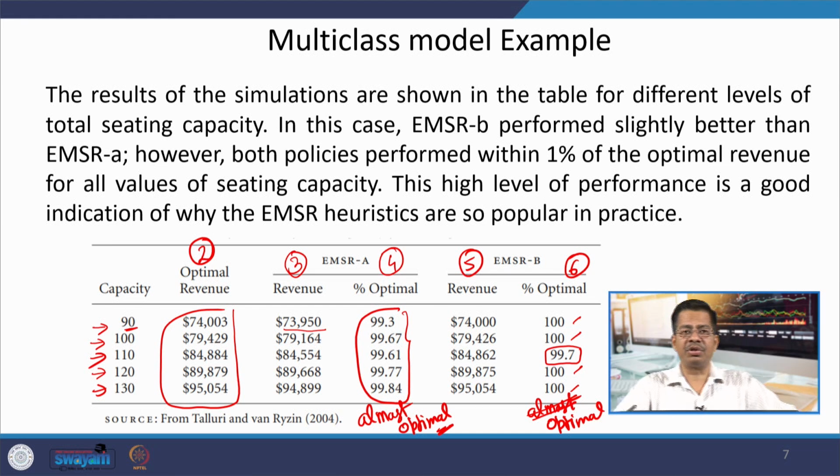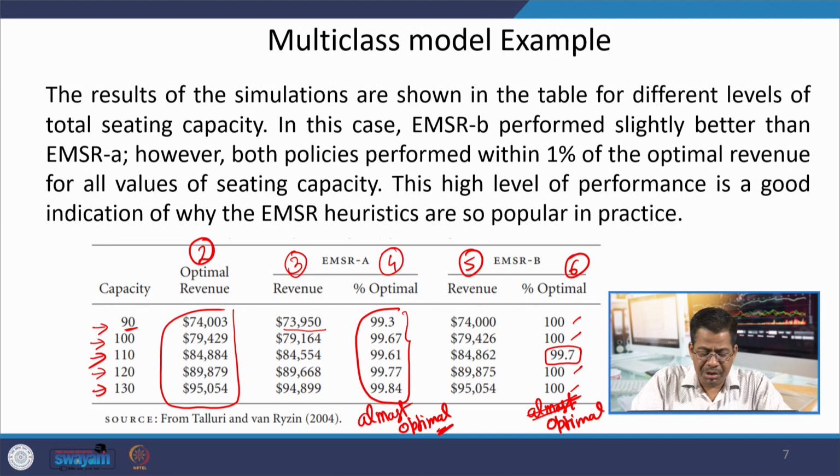So, here this data shows that EMSR B is better than EMSR A, and EMSR B is giving you almost optimal solution. But even if you see EMSR A, the difference is less than 0.5%, and as the capacity is increasing, you see that initially it was 99.3% of the optimal, and when the capacity has increased from 90 units to 130 units, it is now 99.84% of the optimal level.